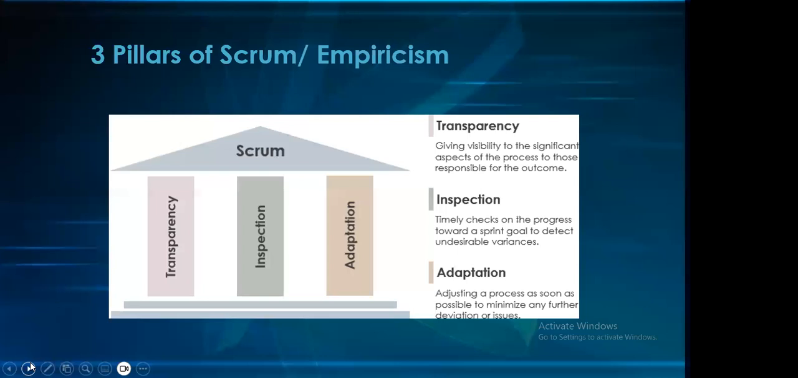What makes it work is the empiricism. And the three pillars of Scrum are transparency, inspection, and adaptation. So, what is transparency? It's all the aspects of a process that must be visible to everyone. Everybody involved in that project, everybody controlling it, everybody working on it, must have visibility of what is going on.